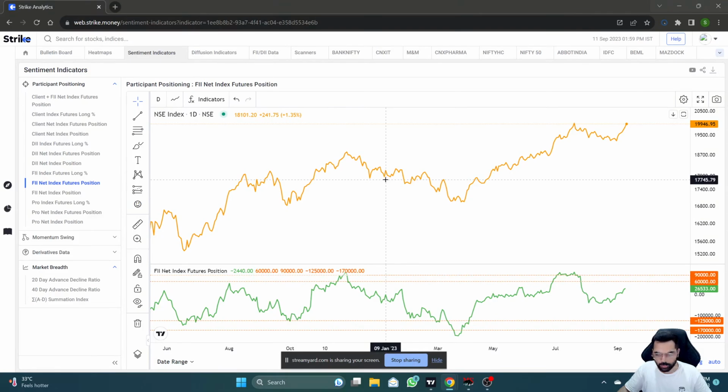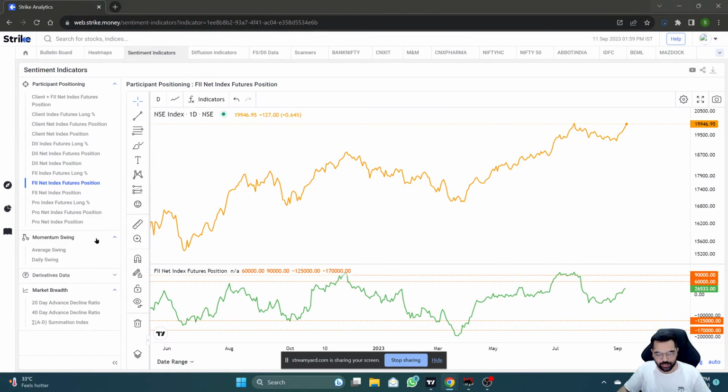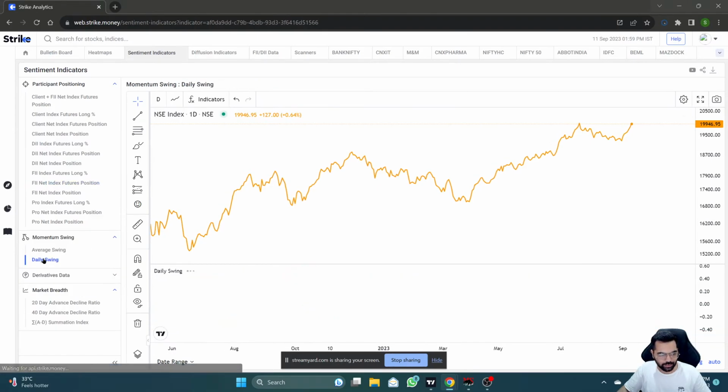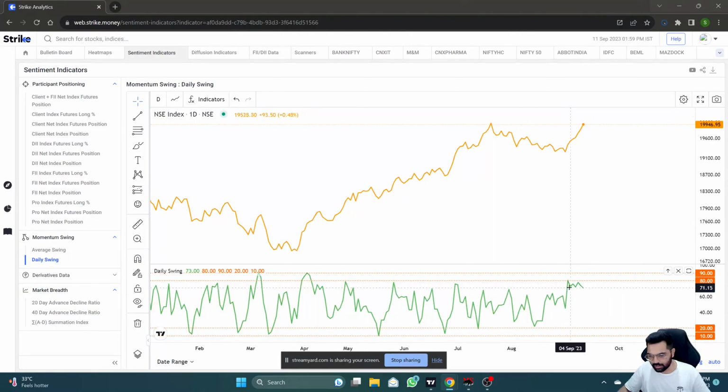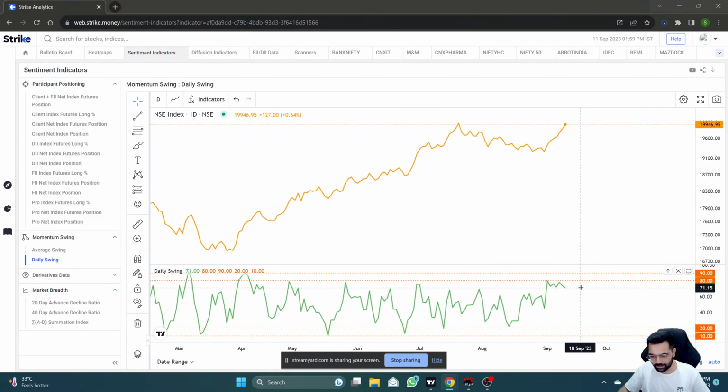If we talk about overbought and oversold, there are a few other things we can look at to get alerts if anything is getting overheated. In terms of the momentum swing, you can see the daily swing is still consolidating below the 80 mark, so it is not really overbought yet as of now.